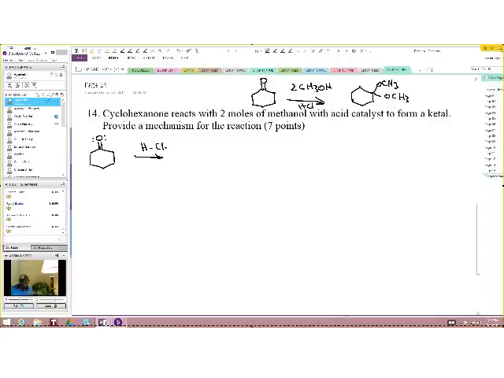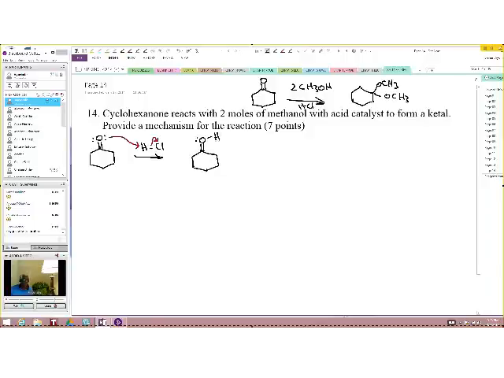Oxygen attacks the proton. Excellent, very good. So this oxygen attacks this proton here. We'll grab the proton and release this chloride. So now we form this, and this oxygen becomes positively charged.